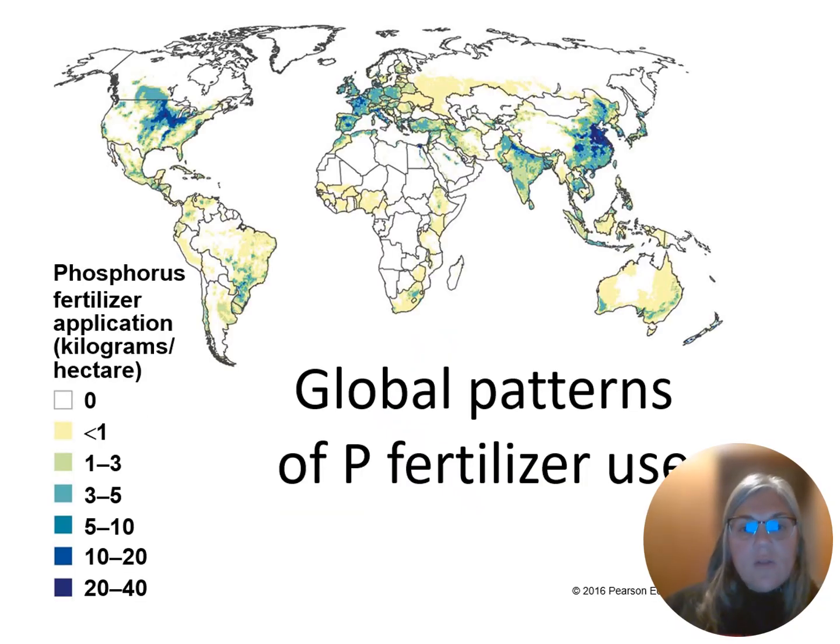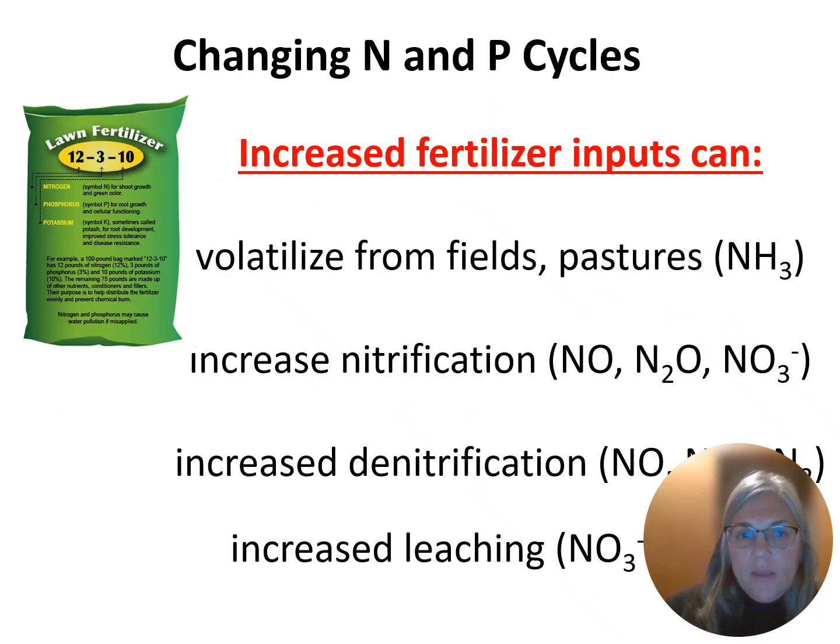So here's just looking at global patterns of phosphorus fertilizer use. Again, the darker colors indicate more phosphorus, and we see a lot in more developed countries. We see more phosphorus being added in these tropical countries as well. So when we think about the changing nitrogen and phosphorus cycles, we see an increase when we use synthetic fertilizer. It increases the inputs to our systems.